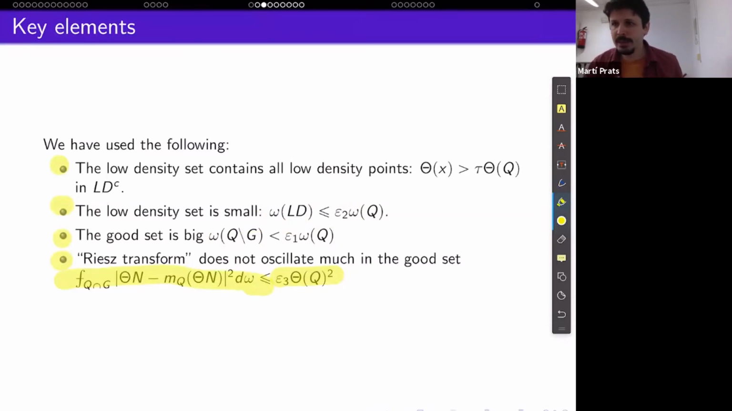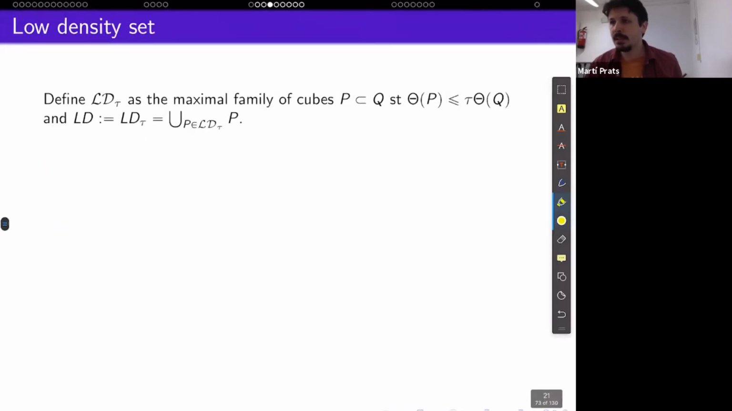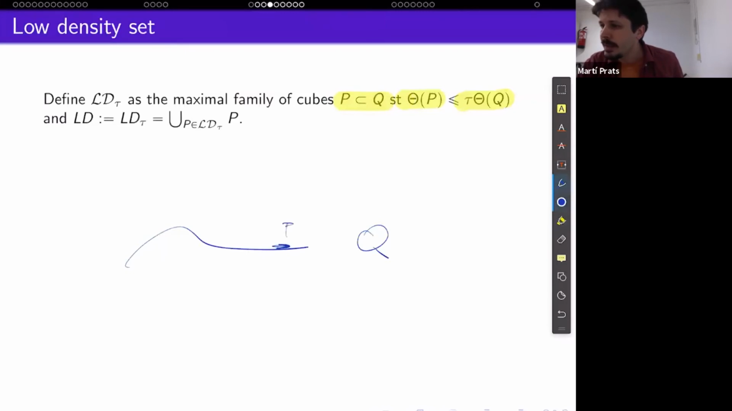Let's give a hint about how this is proved. We won't see the whole proof, I tell you. Let's see first what the low density set is. Take this dyadic family of cubes and take the maximal cubes P such that the density is very small with respect to the density of the initial cube. So you start in a cube Q and you stop at P if the density of P is too small with respect to the density of Q. So we have lost a lot. And now the low density set is the union of all these cubes. You take all these maximal cubes, which are disjoint, of course, since they are maximal, at least their interiors are disjoint, and then this is the family of this low density set.